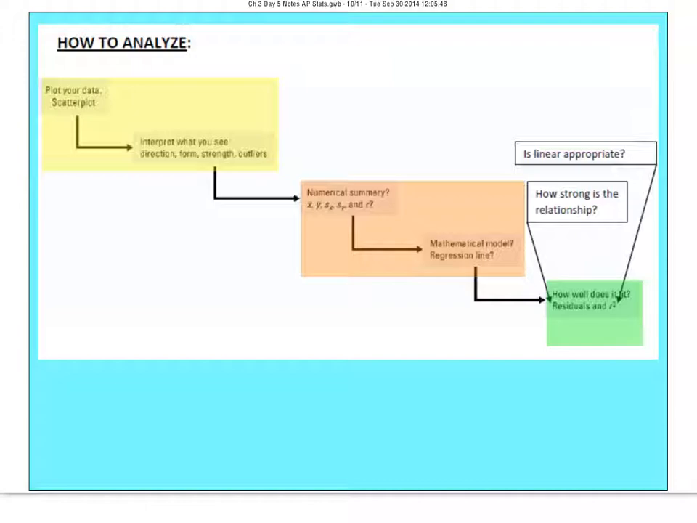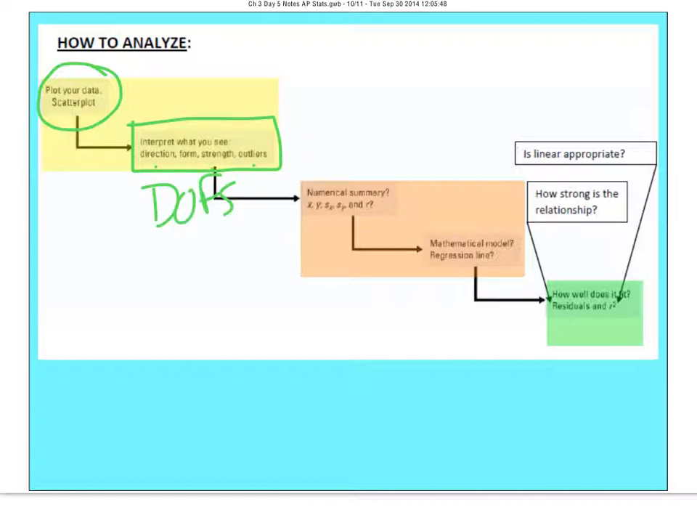This slide here is just good to talk about in terms of how to analyze data, and we've said it time and again. The first thing you really want to do is to plot your data and see a scatter plot so you know if a relationship is linear. If it looks linear, talk about the DOFs of it in terms of direction, form, strength, and the outliers. After you've done that, you're going to move on and maybe look at the numerical summaries. Maybe you compute the linear regression model, or you look at the means and the standard deviations or the R value. These are all values that are used to compute the regression model.